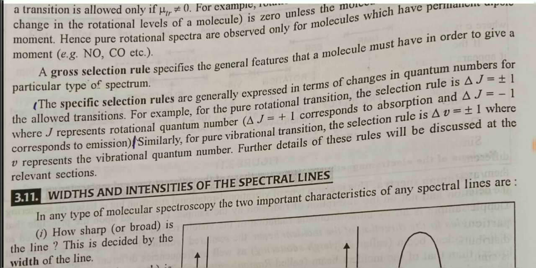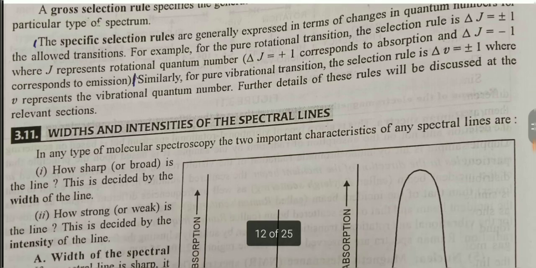For example, for the pure rotational transition, the selection rule is ΔJ = ±1, where J represents the rotational quantum number. Similarly, for pure vibrational transition, the selection rule is Δν = ±1, where ν represents the vibrational quantum number. Further details of these rules will be discussed at the relevant sections.